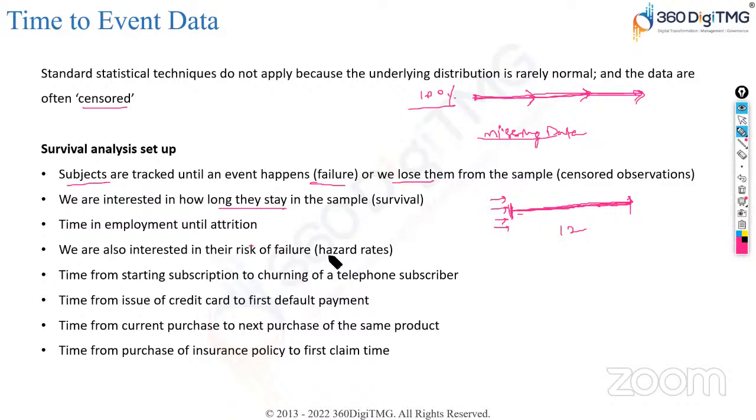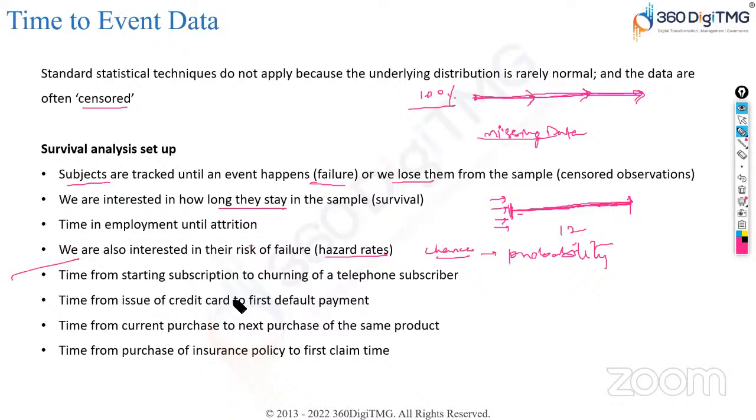Now, when we are doing this analysis, we will be interested in finding something called hazard rates. Hazard rate is nothing but the risk of failure, which is nothing but chance. Risk of failure, right? Chance of the event occurring or the event not occurring. And when we talk about chance, it's nothing but probability.